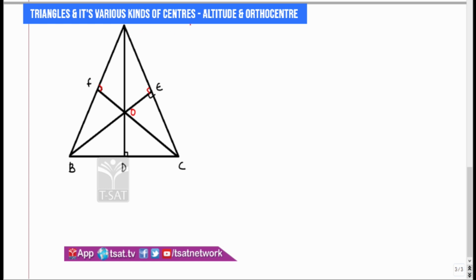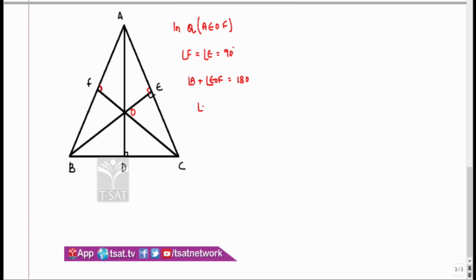Look at quadrilateral AEOF. In AEOF, angle F and angle E both of them are 90 degrees. Therefore, the sum of these two angles is 180 degrees. Now, the rest of the two angles, angle A plus angle EOF, is equal to 180. Now, angle EOF is equal to 180 minus angle A.